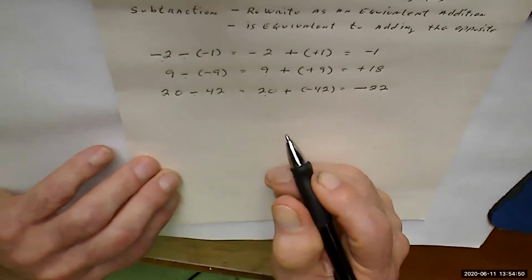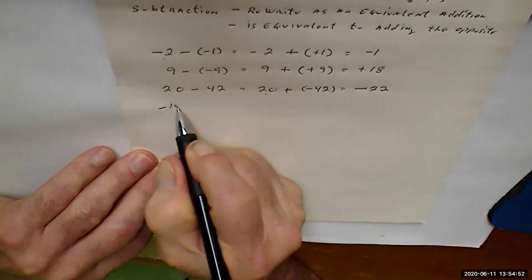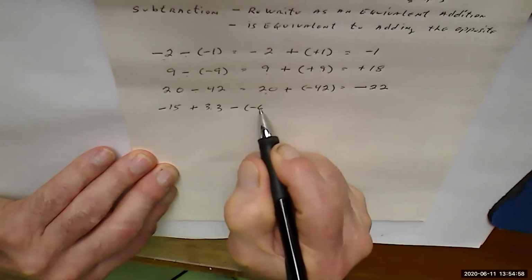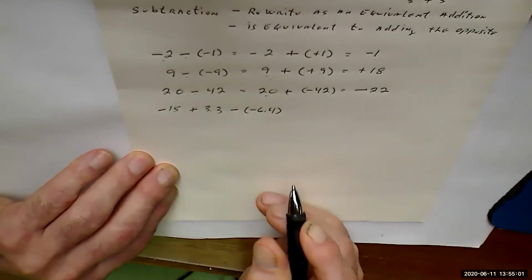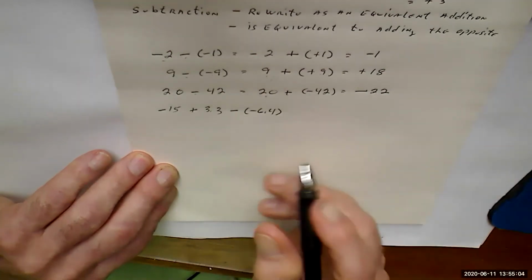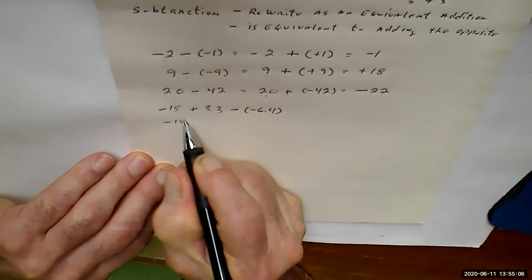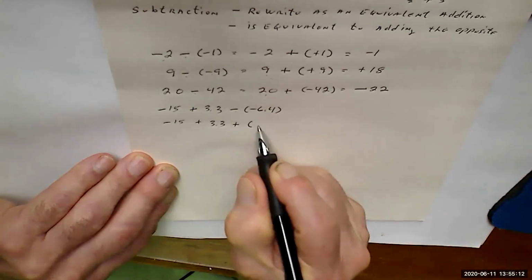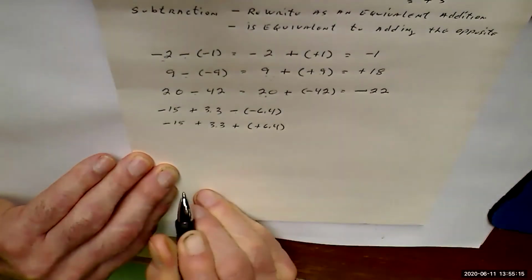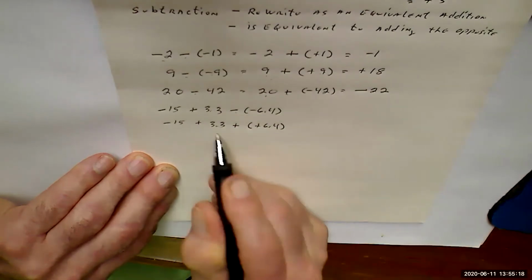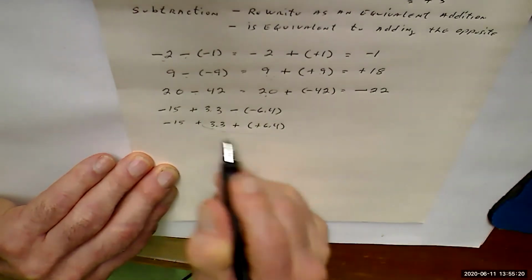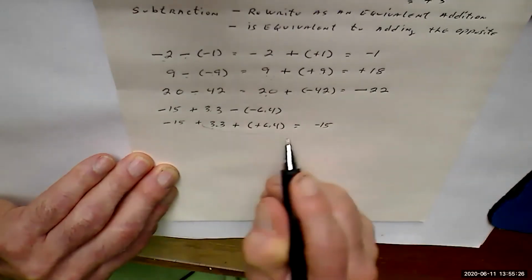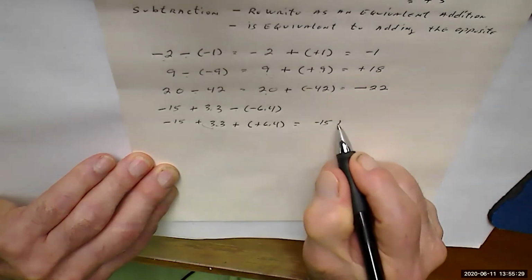Let's do one that's a little bit more involved. How about -15, add 3.3, subtract -6.4. What we should do is rewrite any subtraction right away. So that would be -15, add 3.3. The subtraction becomes add the opposite, +6.4. Now, since both these numbers are positive, I'm going to add these first. So I'm going to have -15. When I add 3.3 to 6.4, I'm going to get 9.7.